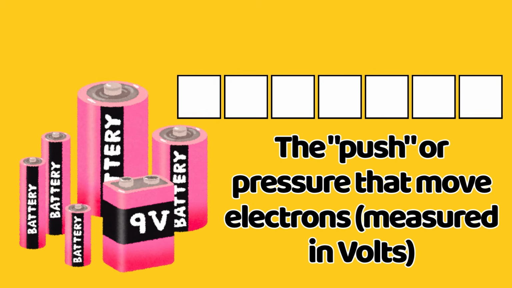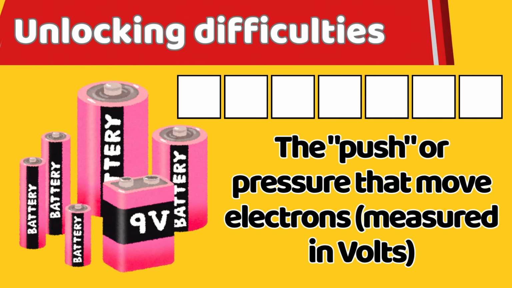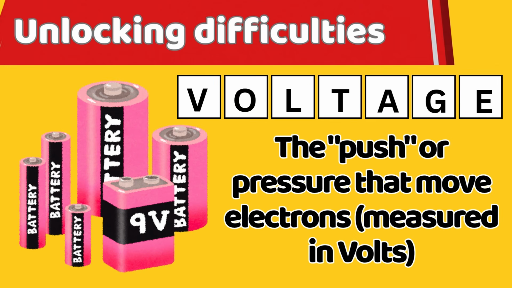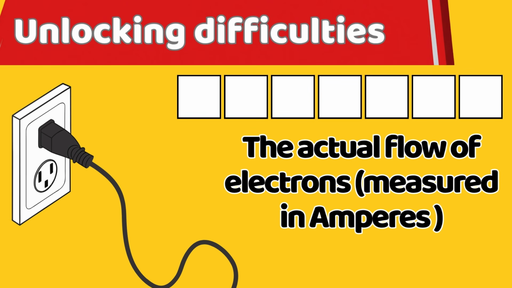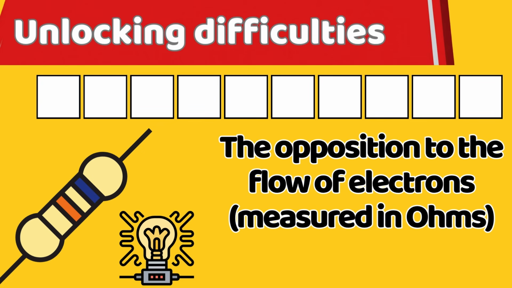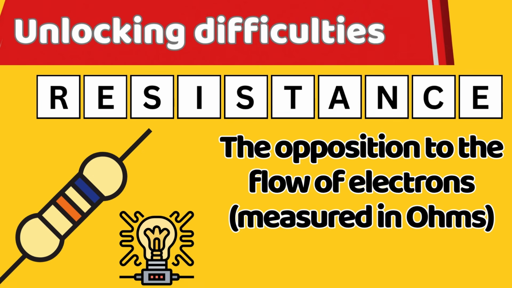Are you ready? For our initial activity, we'll be unlocking difficulties. Number 1. The push or pressure that moves electrons. It is measured in volts. The correct answer is voltage. Second, the actual flow of electrons, measured in amperes. So the answer is current. The opposition to the flow of electrons, it is measured in ohms. Okay, so the answer is resistance.